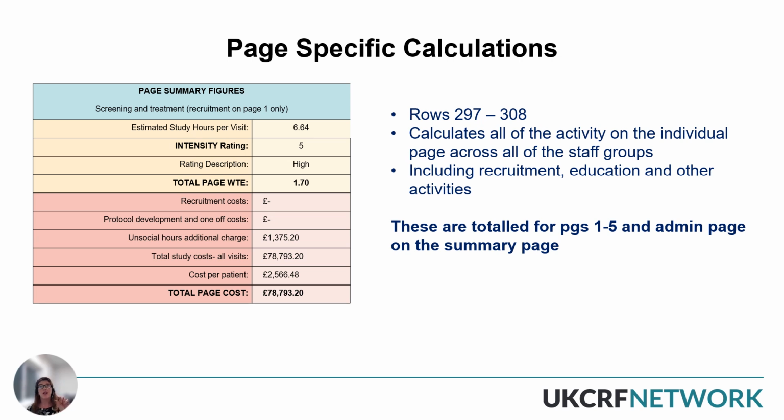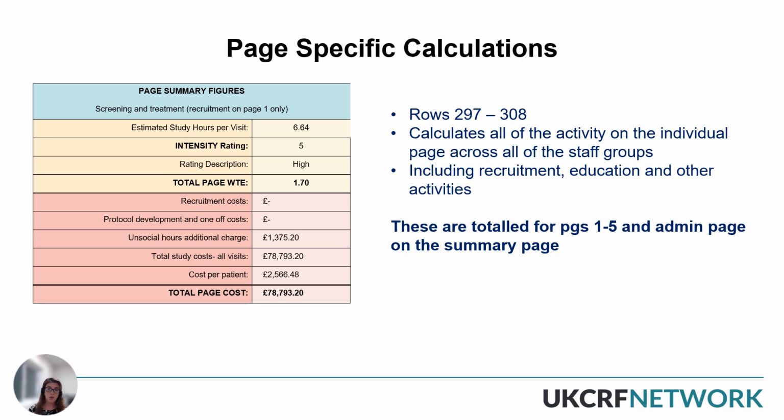So the previous slide looked at the staff specific calculations. And this slide here will show you what the page specific calculations are. So on each of those pages 1 to 5, it will pull together for you all of the activity and the costs and the intensities for all of those different staff groups and give you a page summary. These are in rows 297 to 308, and you can see here a similar layout to the staff specific sections. It's the same outputs that you get, but it's summarizing it together.